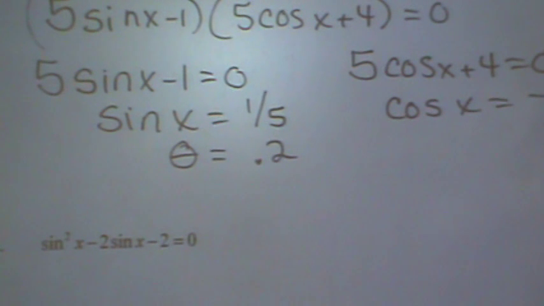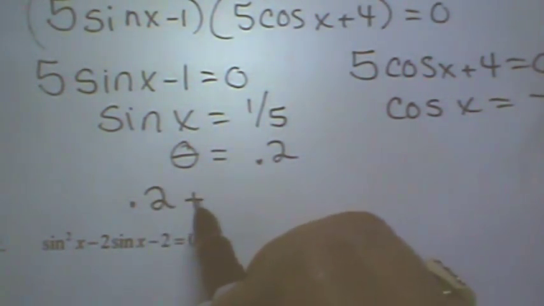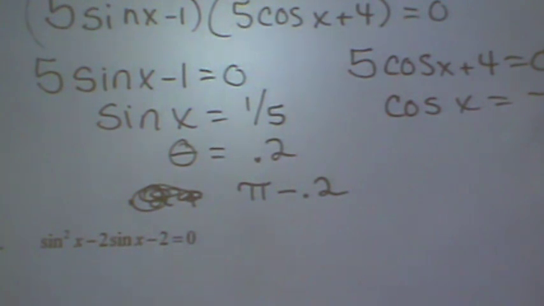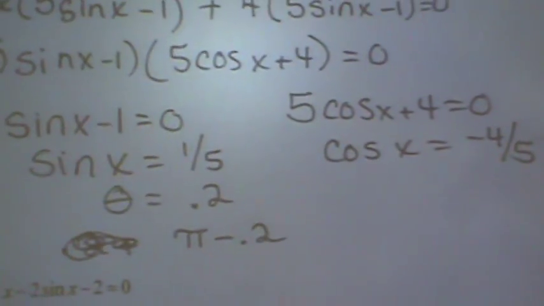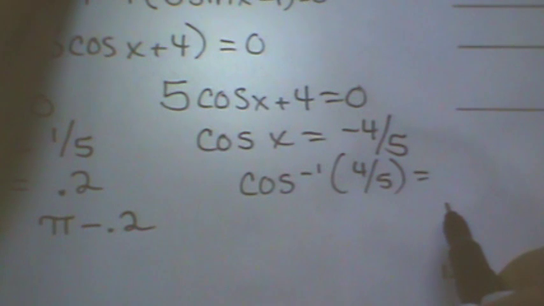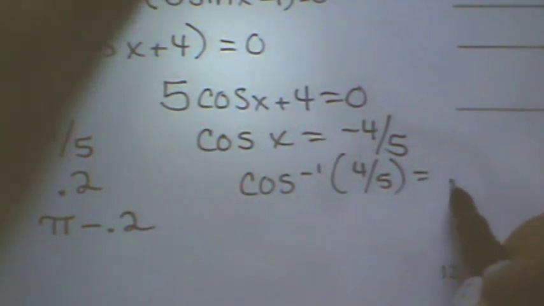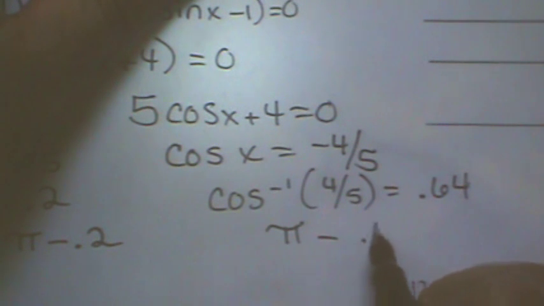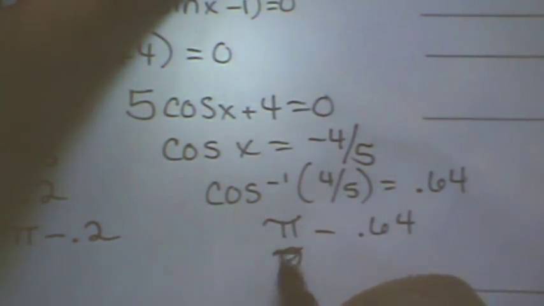And where else is sine positive? If you wanna do it the fast way, pi minus 0.2. If you wanna give me the decimal, do pi minus 0.2, right? All right, next, how do you do cosine x equals negative 4/5? Inverse cosine 4/5. Get your theta. I believe it is 0.64. So then what? Pi minus 0.64, and pi plus 0.64. One's a plus and one's a minus.